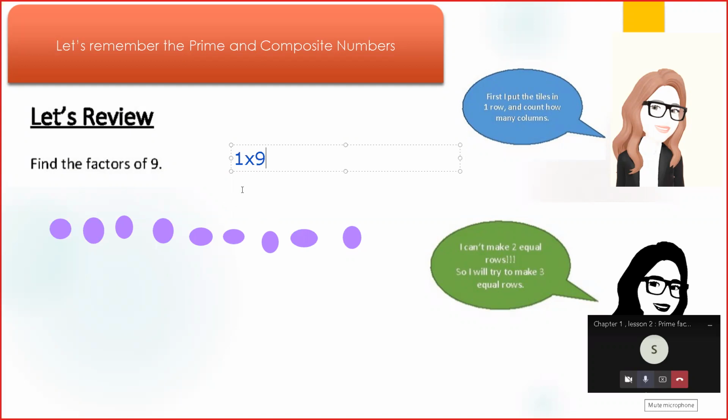Now, is there another way? The row is from right to left. This is the row, and this is the columns: 1, 2, 3, 4, 5, 6, 7, 8, and 9. These are the columns. So we have 1 row times 9 columns. So these are the factors of 9, 1 and 9. Do we have other factors? Yes, we have.